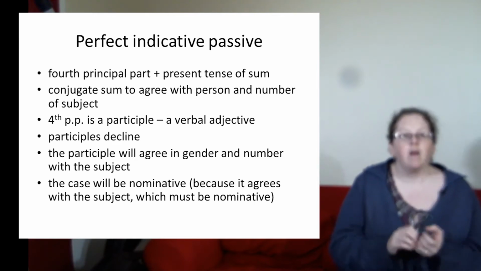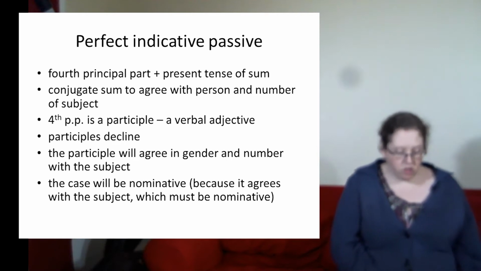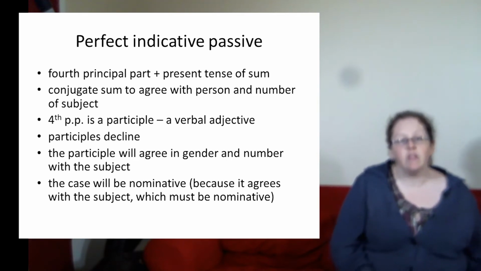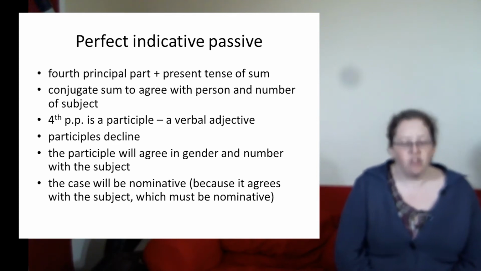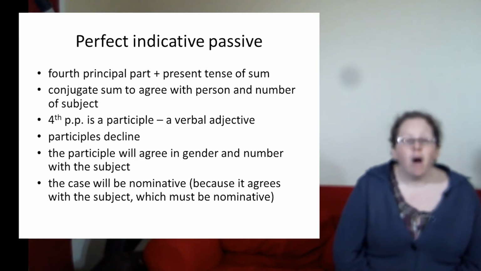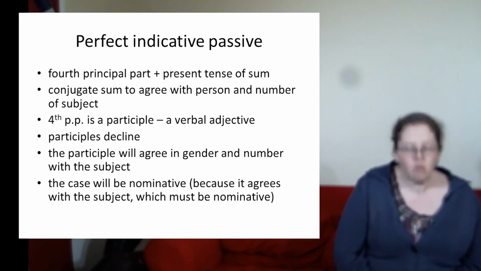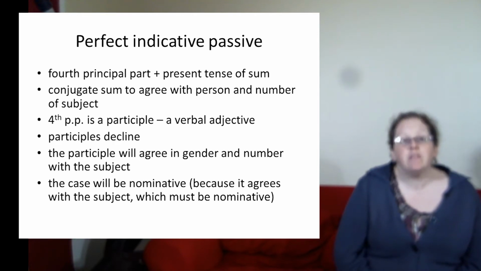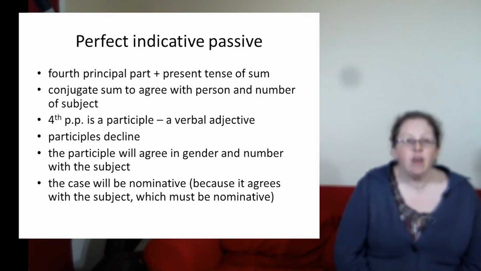The fourth principal part is a participle. For now, you need to know that it functions like an adjective, and the reason you need to know this is because that means it declines fully, and it has to agree in gender, number, and case with the subject of the verb. When it is part of the perfect indicative passive, the participle will always be nominative because it will always be modifying the subject of the verb. But it does decline fully, and there will be times when you will use it in different cases.